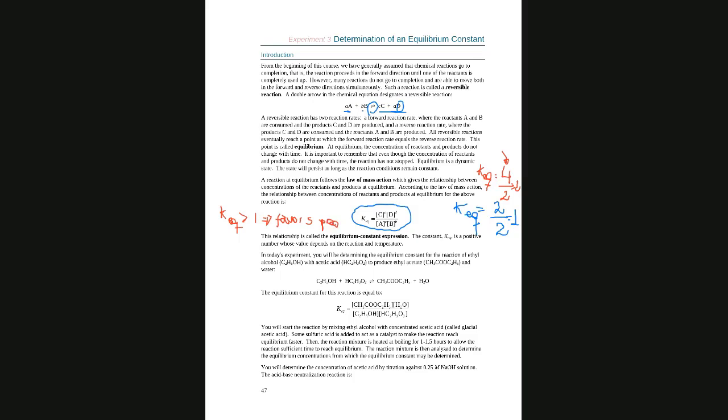And if the K is smaller than 1, it favors the reactants. Any questions so far? This is what you are going to use all the time. Okay, so let's continue then.